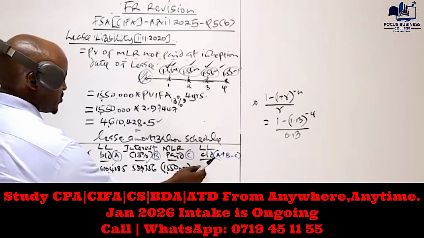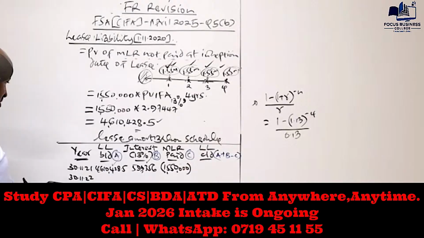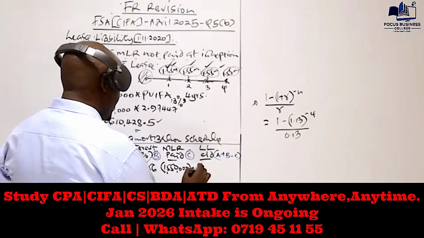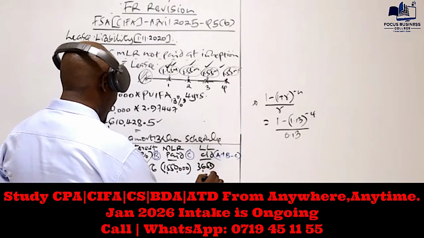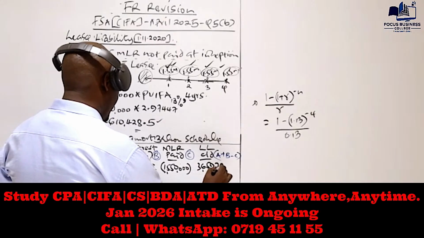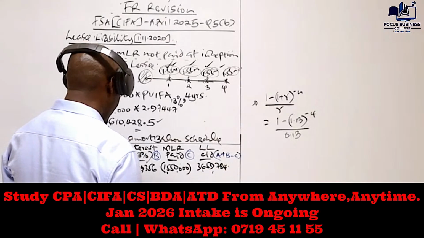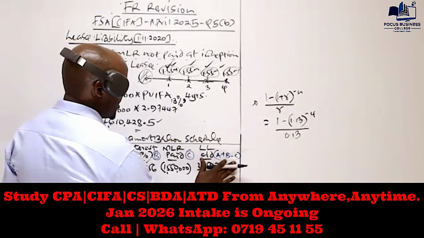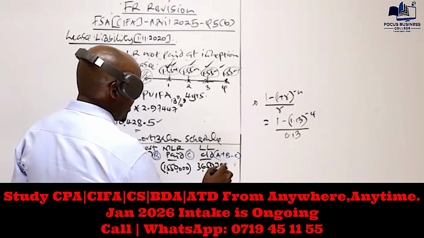Yes. So let's work that out. We add 4,610,428.5 minus 1,550,000. Yes, and basically here I'm getting 3,659,784.5, or let's just work with this to the nearest whole number.